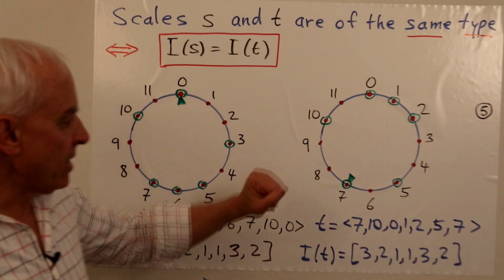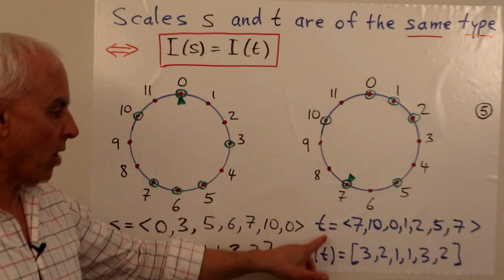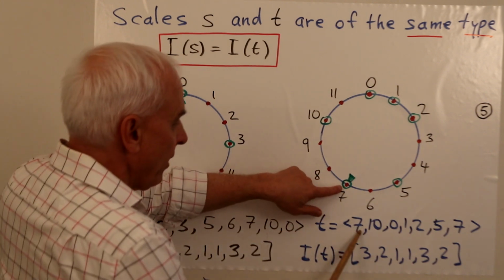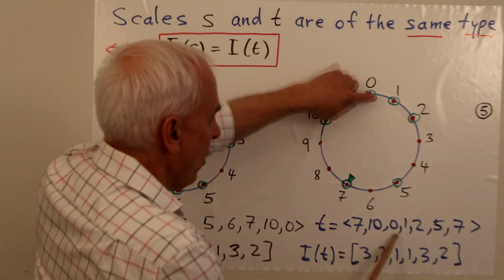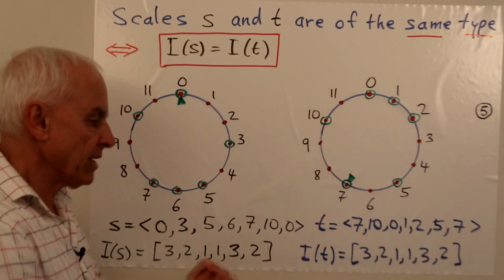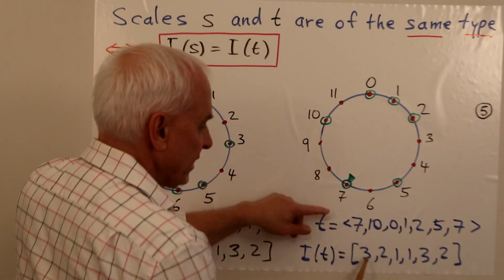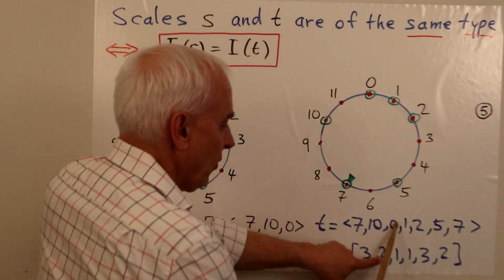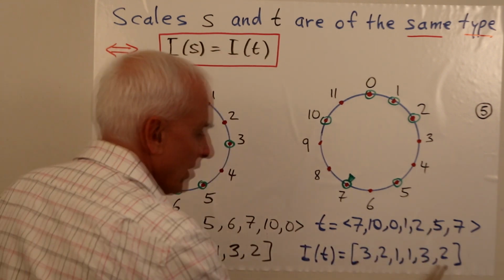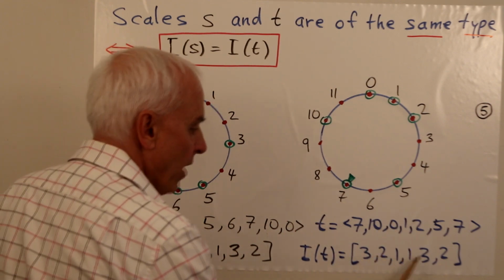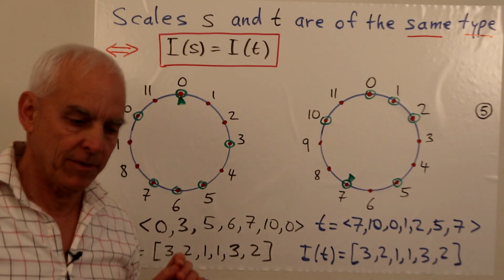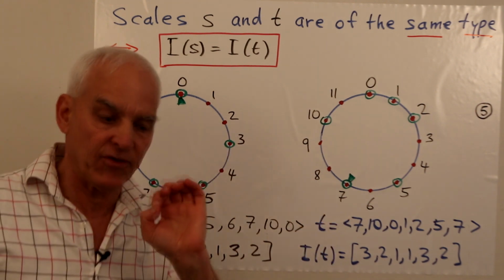Okay, here's another scale, a scale called T. It starts over here with 7. It goes 7, 10, 0, 1, 2, 5, and back to 7. Its interval sequence is from 7 till 10 is 3, 10 to 0 is 2, then we add 1, then we add 1, then we add 3, then we add 2. Interval sequence for T is 3, 2, 1, 1, 3, 2, which is the same as the interval sequence for S. So these two scales are of the same type.